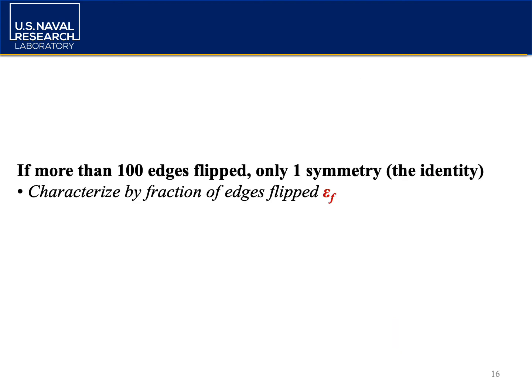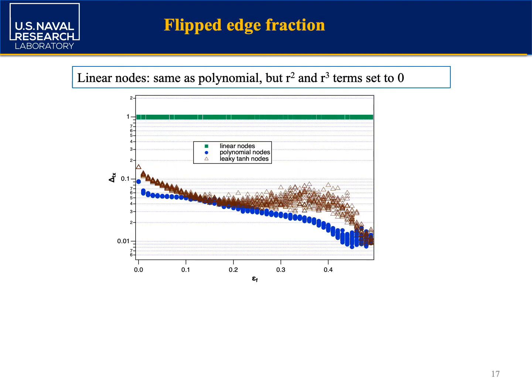So if more than 100 edges are flipped, there's only one symmetry, which is identity. So then I have to pick a different measure. I can characterize by the fraction of edges flipped in this case. So here I have three kinds of nodes. The linear nodes I show in green are actually the same as my polynomial nodes, but I set the quadratic and cubic terms to 0. So for the linear nodes, as I increase the fraction of edges flipped, which is on the x-axis here, then the testing error, which is on the y-axis, stays roughly the same. Because it's a linear system, I really don't improve things by changing the network.